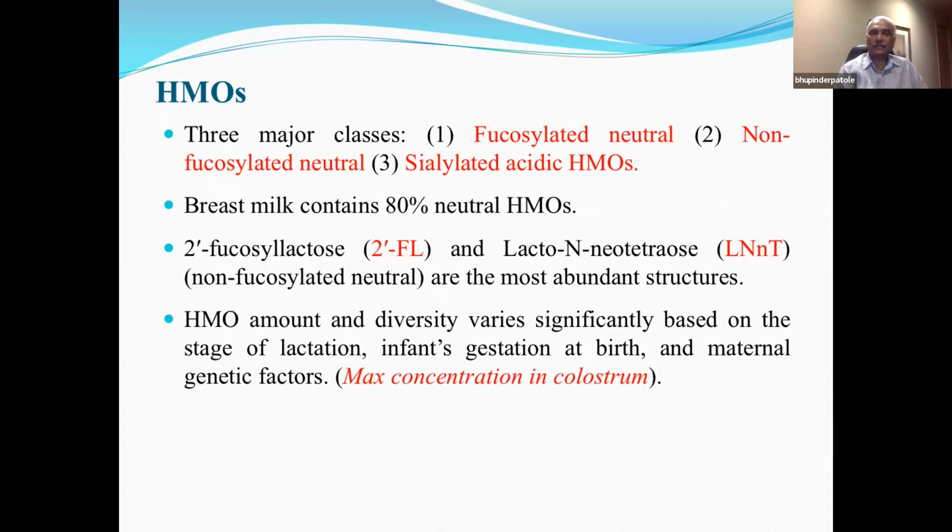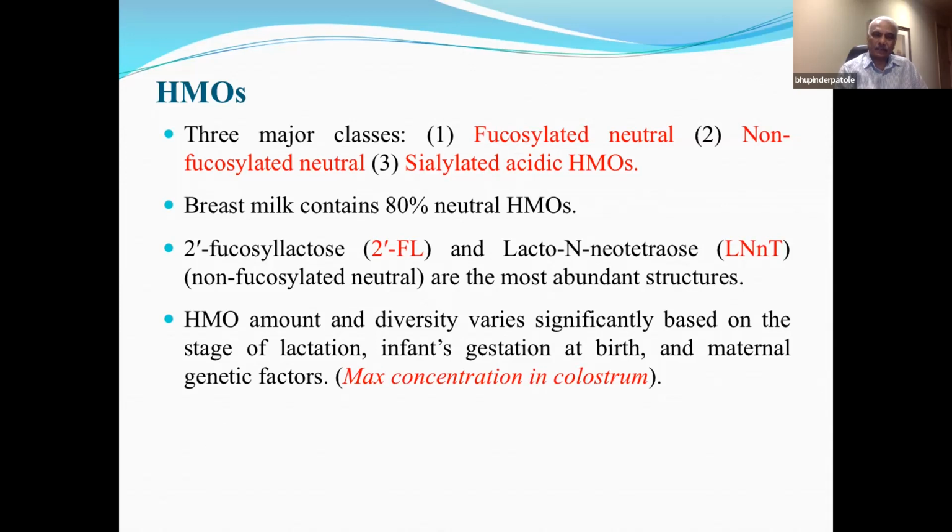2-fucosyllactose, abbreviated as 2FL, and lacto-N-neotetraose, slightly complicated to remember, are the most abundant HMOs in the milk. Fortunately, 2FL, 3FL, and, among sialylated acidic HMOs, 3SL and 6SL have now been manufactured in the laboratory close to the natural structure. So the research is going to expand more on 2FL, 3FL, 3SL, and 6SL, and we need to keep track of that.